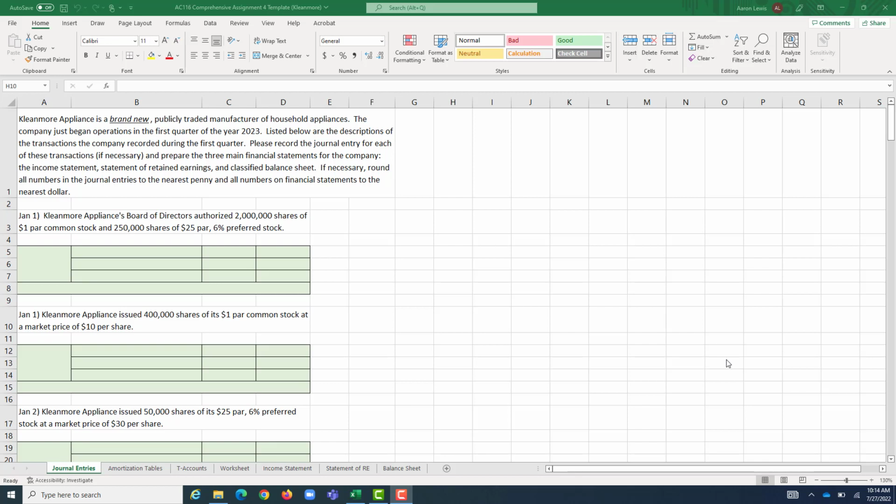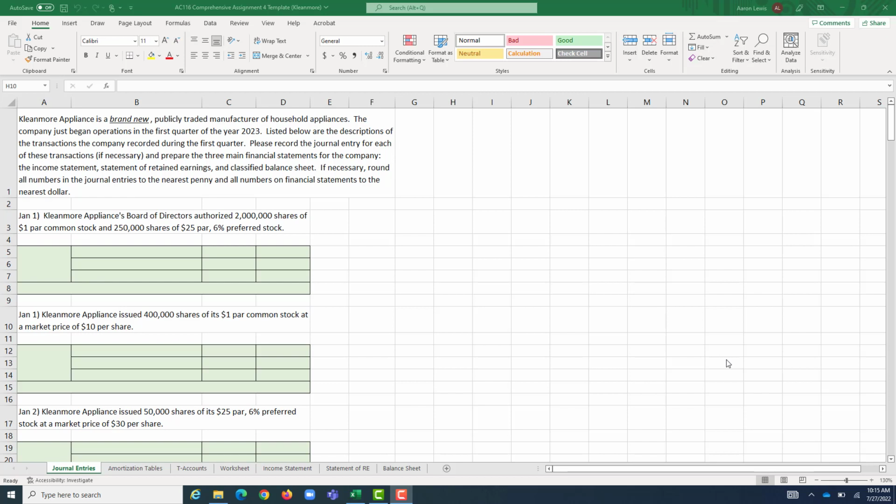Hello everyone, this is a review example for your fourth comprehensive assignment in managerial accounting. In this example, we are going to be Cleanmore Appliance. We are a brand new publicly traded manufacturer of household appliances. We are beginning operations and keeping books for the first quarter of the year 2023.